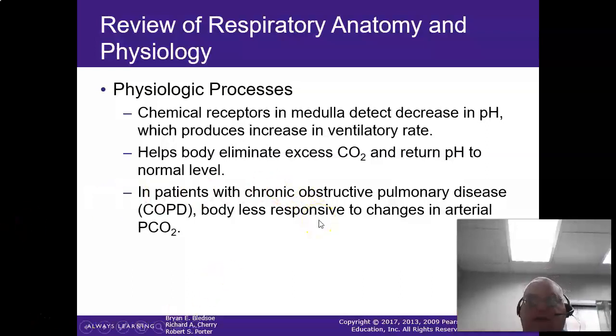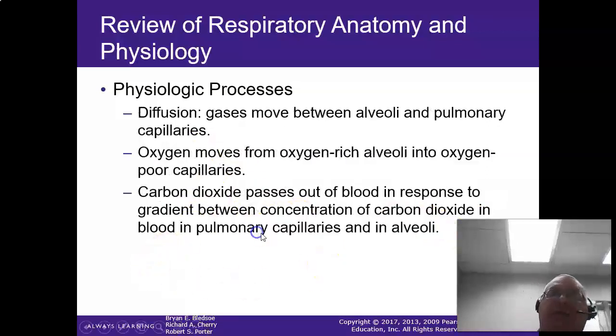Here's the problem. Patients with COPD are less responsive to the changes of PCO2. Therefore, they switch more to a low oxygen drive, or hypoxic drive, versus a CO2 or hypercapnic drive, okay? So the high CO2 levels drive normal people, but in patients with COPD, it actually switches to a low level of oxygen.